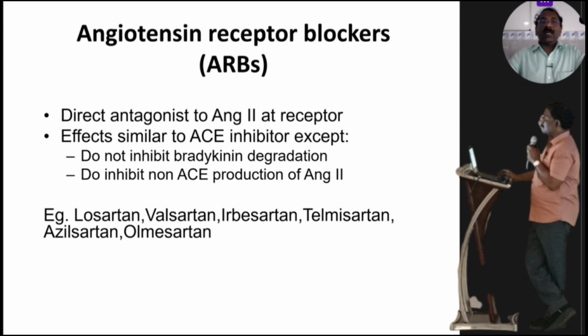So these are the sartans, angiotensin receptor blockers, ARBs. They are direct antagonists to angiotensin 2 at the receptor, so they directly act at the receptor level. The effects are similar to the ACE inhibitors, except they do not inhibit the bradykinin degradation. So that is the reason the chances of cough will be less with the ARBs, whereas the chances of cough will be more with the ACE inhibitors because they inhibit the bradykinin degradation.